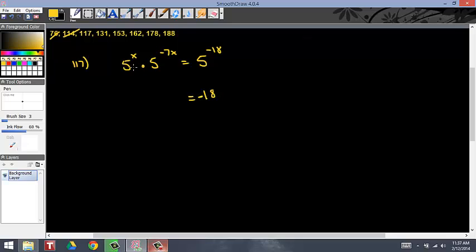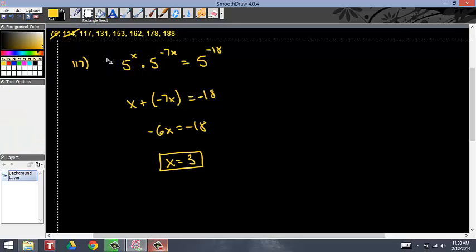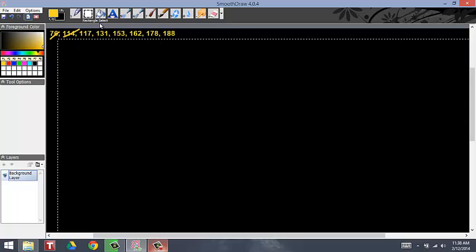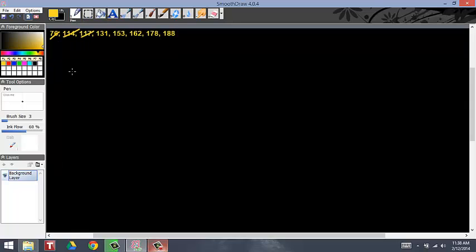Let me ask you guys a question. 5 times 5. What's happening to those exponents? The bases are being multiplied. What's happening to the exponents? They're being added. So this is x plus negative 7x. That's easy. That's negative 6x equals negative 18. X equals 3. That one was a not so obvious problem, okay? That's definitely not in the vein of putting ice cream in the freezer.